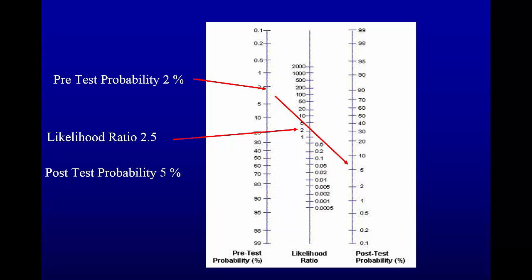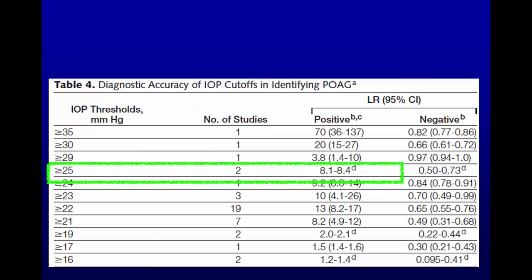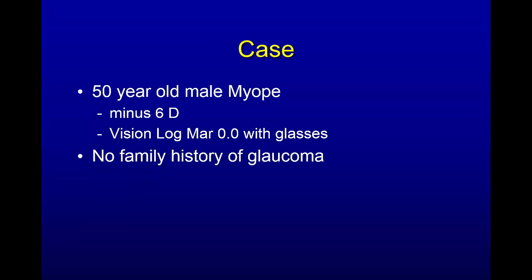The article also gives you other data. It tells you about cup disc asymmetry, and you can use it in a similar manner. They also give you the diagnostic accuracy, the likelihood ratios of different cutoff levels of intraocular pressure. The article gives you that too. So another 50-year-old male myope, -6 diopters, no family history of glaucoma, 27 millimeters of mercury, angles are open.